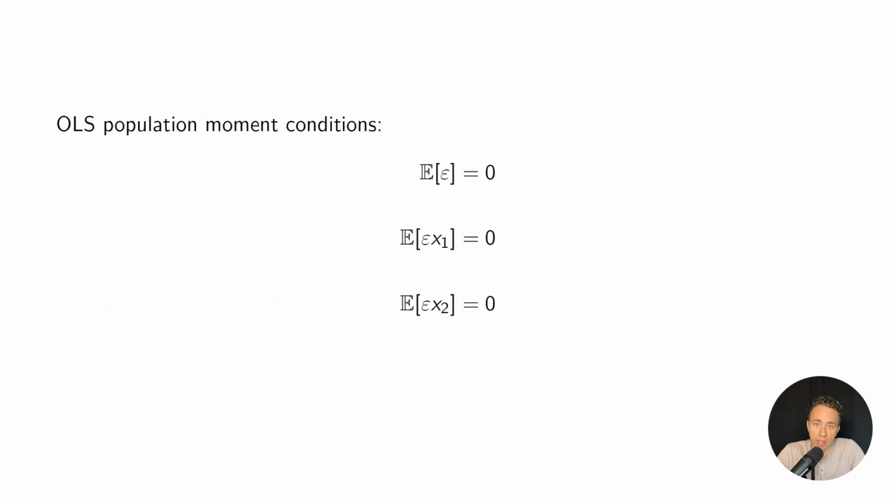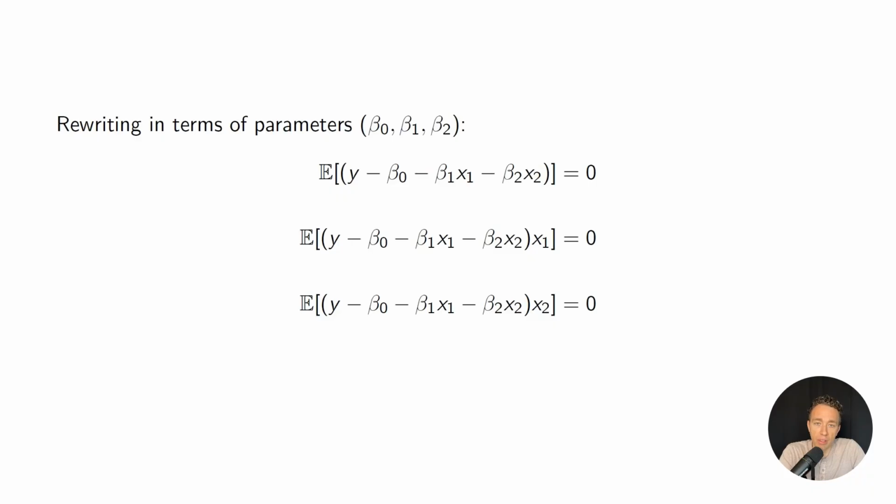So once we have this conditional independence assumption, we can write down population moment conditions, and then we can substitute in y minus x beta for epsilon in those population moment conditions. And then here we have a system of three equations with three unknowns. The three unknowns are the betas, and then we have the three equations implied by the moment conditions.